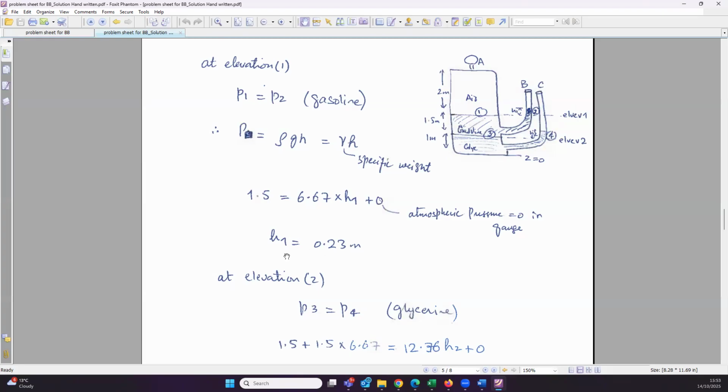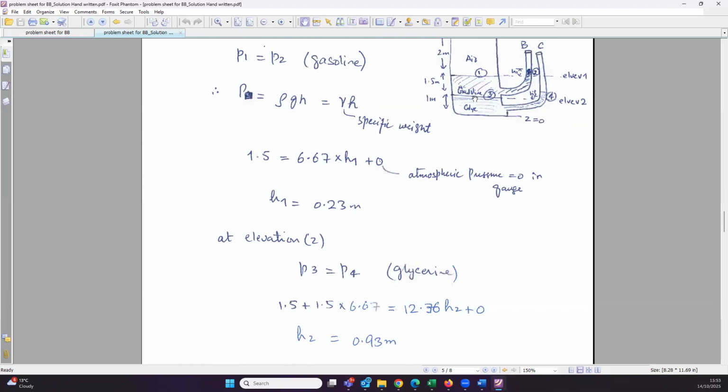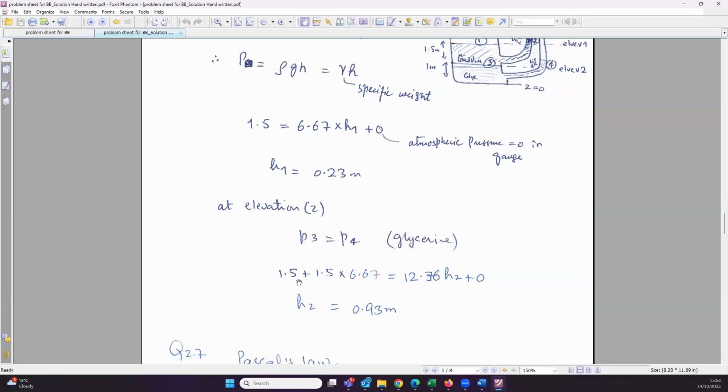So this is how we calculate h1, and again using the same ideology of equating pressure at elevation 2. At point 3, as I said, it's the pressure due to air plus gasoline, and that is one side. So that will be 1.5 kilopascal. I would advise you, when you solve these questions, please put the units so that you do not make mistakes. So 1.5 kilopascal plus the pressure due to gasoline, that will be rho g h. So rho g will become specific weight, and we know the specific weight is given, like here I solve it.